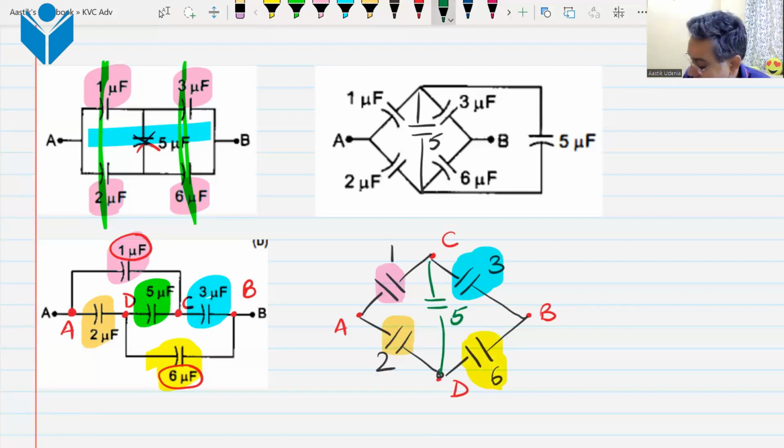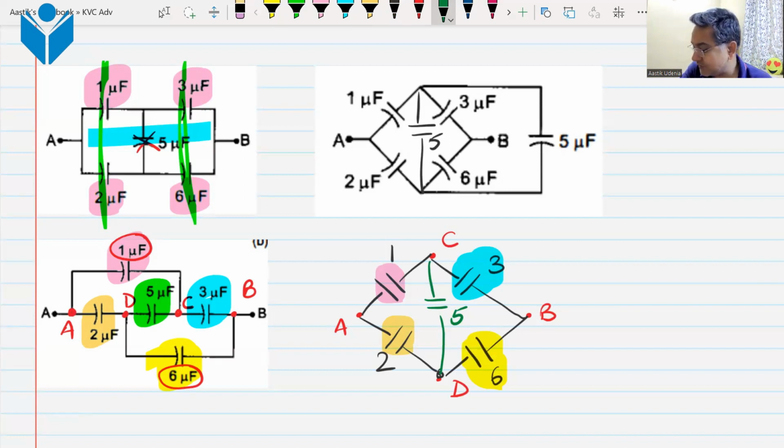And now you can see, how does it look? It looks like a balanced Wheatstone bridge. So the answer is the same. Even if they are connected in this fashion, they are connected in the same way. It's just that the diagram is drawn in a different way. Do we understand how this is done? Yes, sir. Everyone understands this?